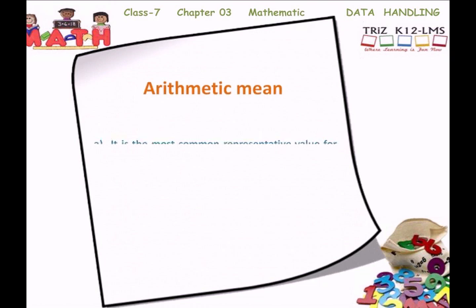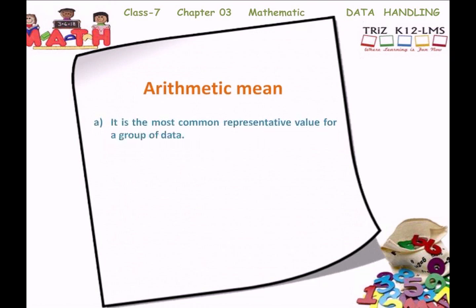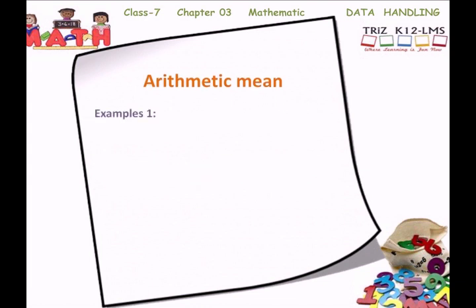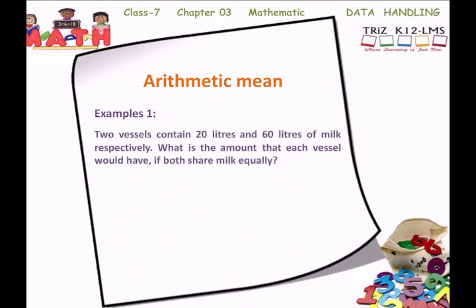Arithmetic mean. It is the most common representative value for a group of data. Let us try to understand it with the help of examples. Example 1. 2 vessels contain 20 liters and 60 liters of milk respectively. What is the amount that each vessel would have if both share milk equally?